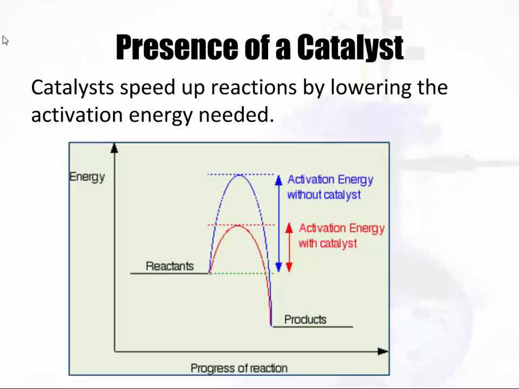So what a catalyst does is it speeds up a reaction by lowering the amount of energy needed. So when the particles collide, they don't need as much energy. So the collision can be more successful at a lower temperature. So catalysts speed up a reaction by lowering that activation energy. So catalysts affect part 2 of our collision theory.